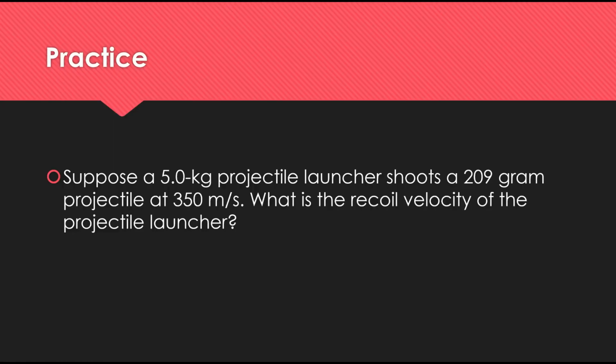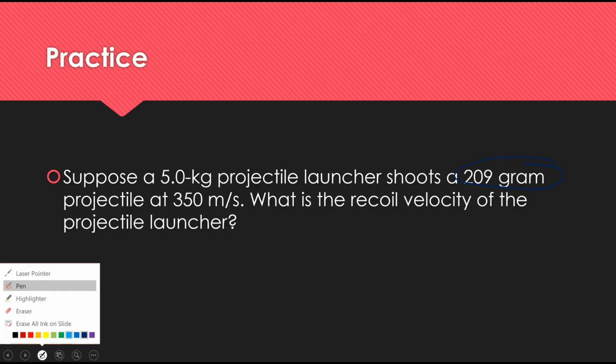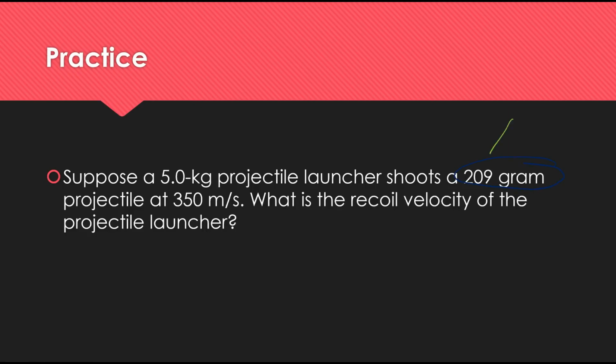So let's try one more. We have this 5 kilogram projectile launcher, and we shoot a 209 gram projectile, hint, hint, grams need to be converted to kilograms. So we're going to launch a 209 gram, which is 0.209 kilograms, projectile at 350 meters per second. We want to know at what velocity initially is the launcher going to recoil.